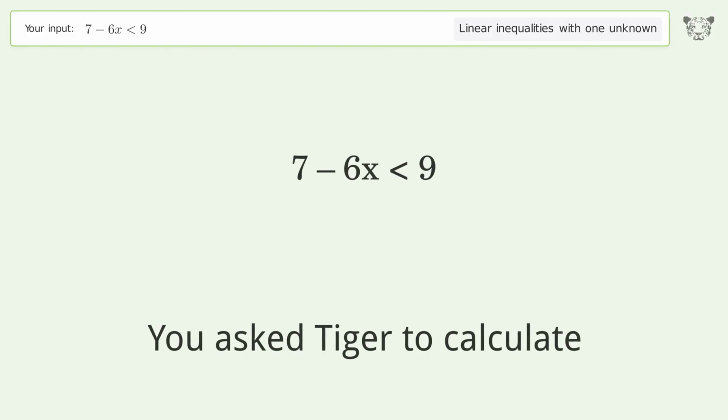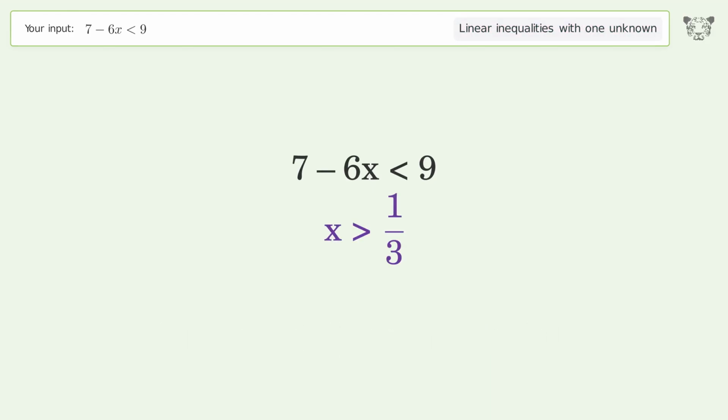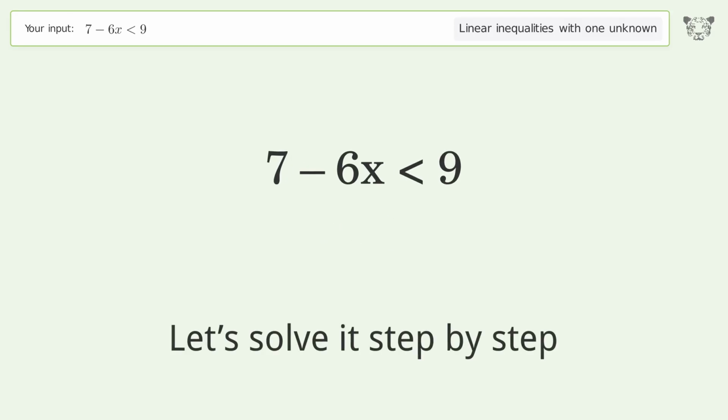You ask Tiger to calculate. This deals with linear inequalities with one unknown. The final result is x greater than -1/3. Let's solve it step by step.